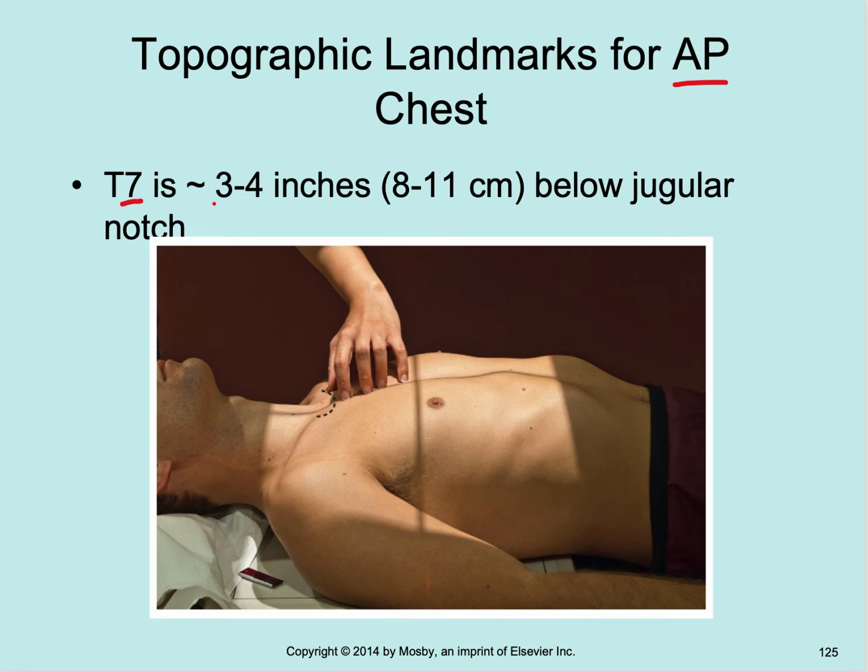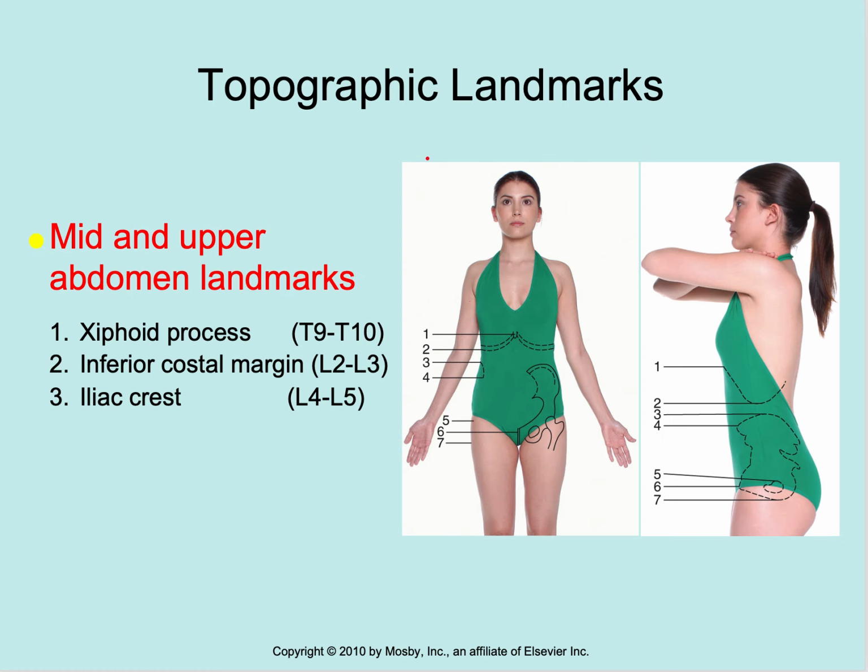T7 is approximately 3 to 4 inches below the jugular notch. So if you find your jugular notch here, the jugular notch, suprasternal notch, manubrial notch, and go about 3 to 4 inches inferior to that, that is where your central ray is going to be for approximately T7 for your AP chest. So some other topographical landmarks, we have mid and upper abdomen landmarks.